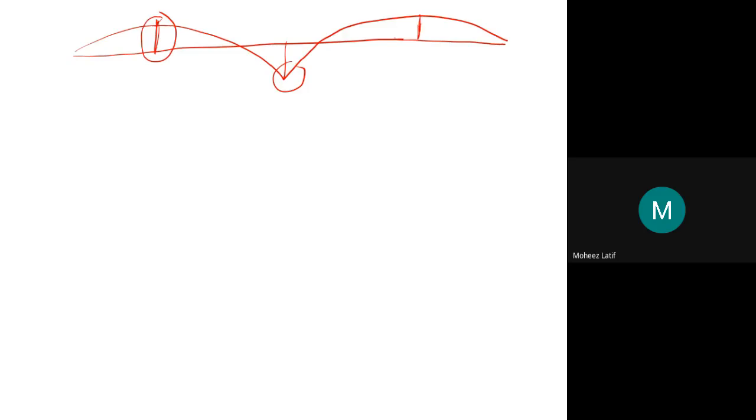17.64. What is the value of negative bending moment? Negative bending moment.